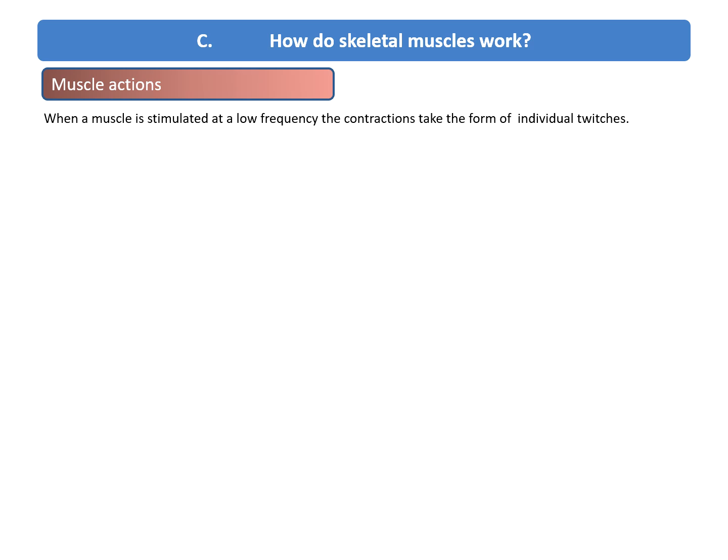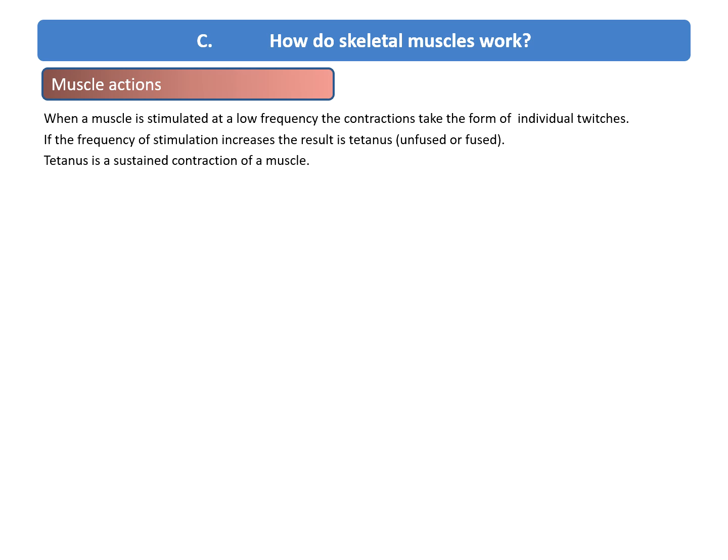When a muscle is stimulated at a low frequency, the contractions take the form of individual twitches. If the frequency of stimulation increases, the result is tetanus, that is, unfused or fused contraction. Tetanus is a sustained contraction of a muscle. Tonus, on the other hand, is a constant partial contraction of a muscle. Treppe is a stronger contraction after the second stimulus.